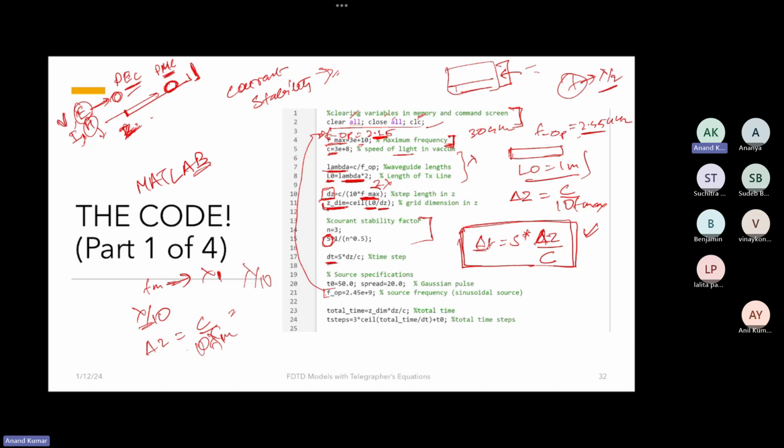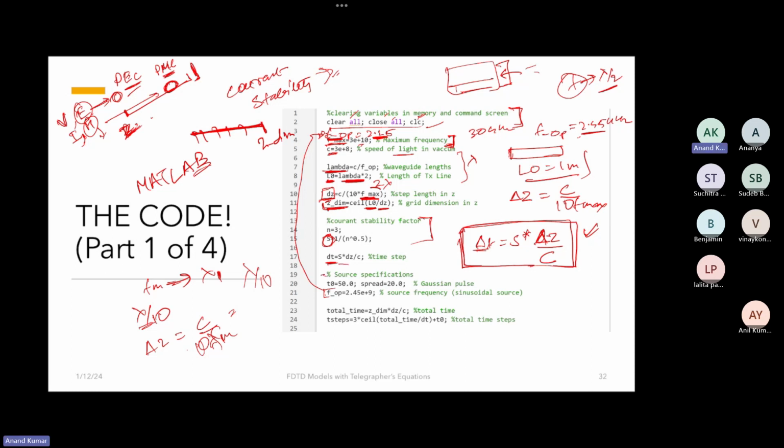So up till now we have decided a particular maximum frequency for which the code should work, and we use the frequency to calculate the wavelength, and using that we calculated the length of the transmission line. So we have got the length of the transmission line. We have discretized the transmission line by using delta z, and we got the final node value as ZDIM, and we have calculated the time step value using the Courant stability criteria.